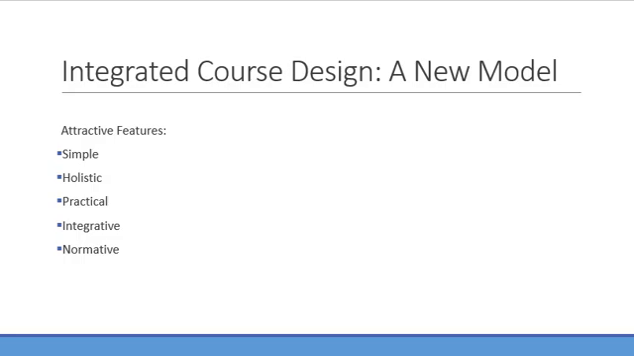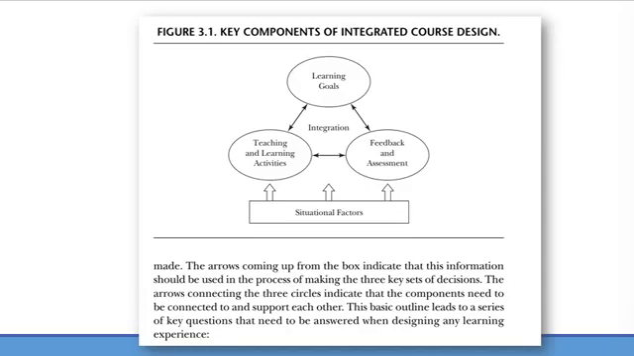There are attractive features to this model. It's simple, it is relatively easy for teachers to remember the basic model. It's holistic in that it unpacks and reveals the complexity that exists in effective course design. It's practical, it identifies what one needs to do in the course design process. It's integrative, it shows the interactive relationships among the key components of the course, and it's normative. It provides specific criteria for determining whether a given course design is good or not.